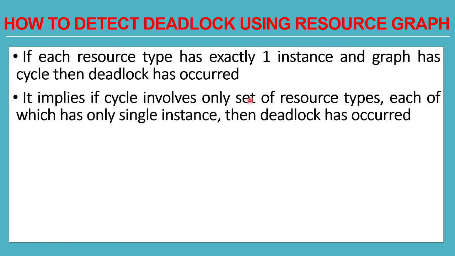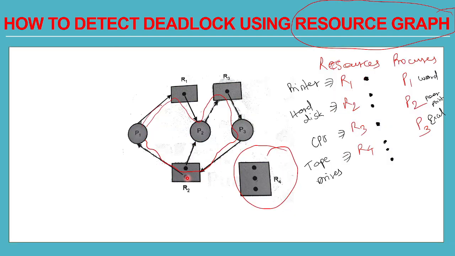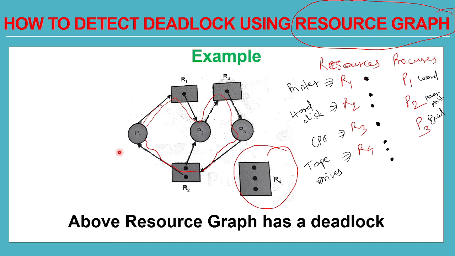It implies that if a cycle involves only a set of resource types, each of which has only a single instance, then deadlock has occurred. Therefore, a cycle in the graph is both a necessary and sufficient condition for the existence of deadlock. If there is a cycle in the resource allocation graph, you can 100% tell it is a deadlock. Okay, so for detecting the deadlock, a cycle is a necessary and sufficient condition. So in this above graph, you can easily tell that it has a deadlock.